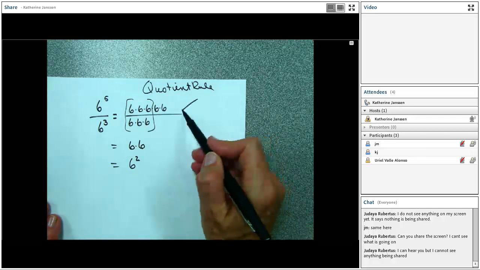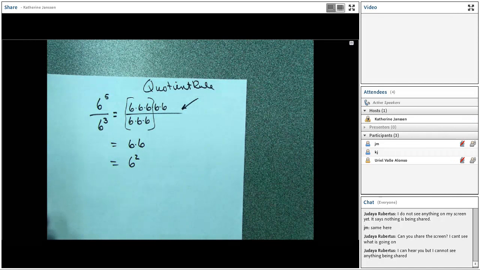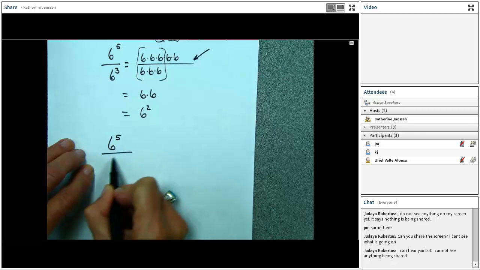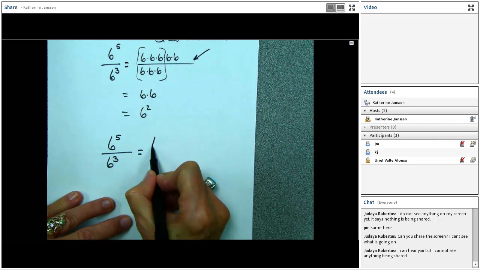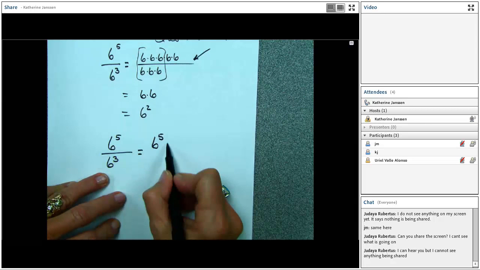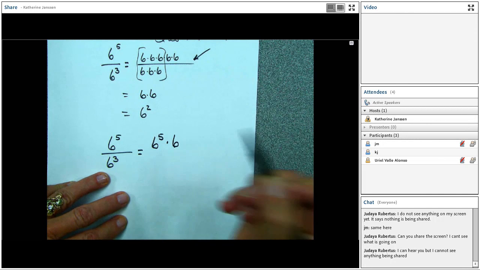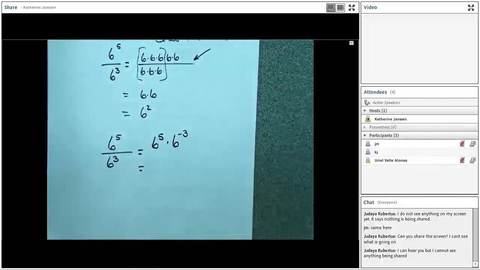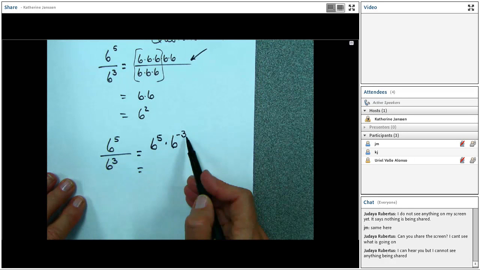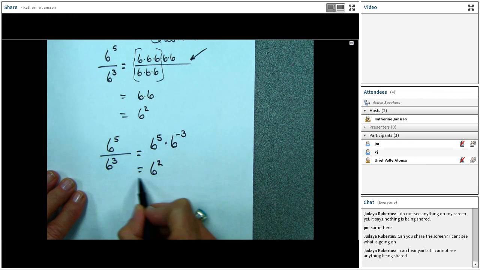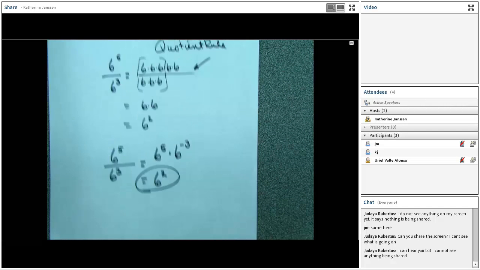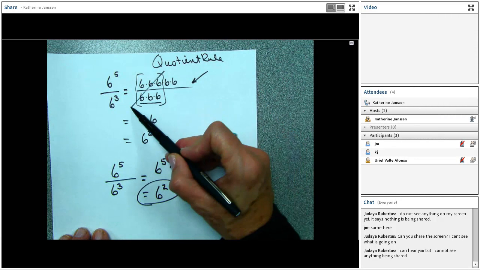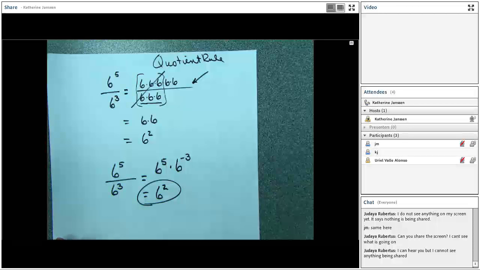But we don't want to do all of this manual labor when we have the quotient rule that says 6 to the 5th over 6 cubed, 6 to the 5th, bring the base to the numerator and change the sign of the exponent. And now I have my product rule, same base, add exponents. 5 plus a negative 3 is 6 squared. Quotient rule. After all, we're subtracting. 6 cubed is another name for 1, leaving 6 times 6, 6 squared.